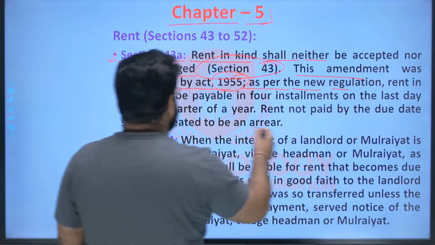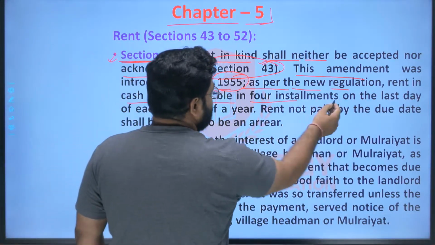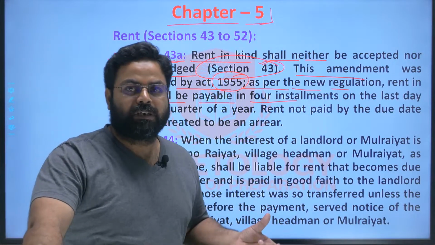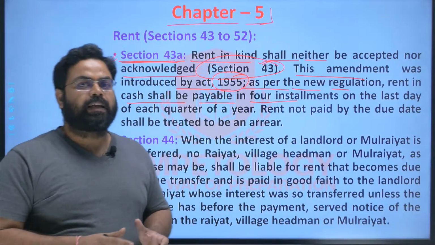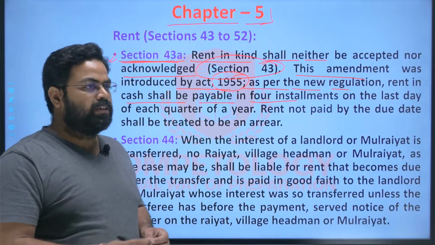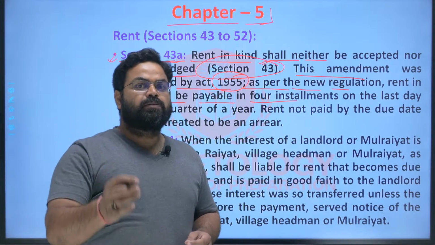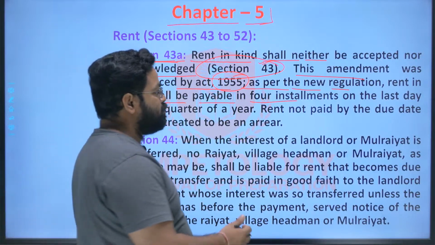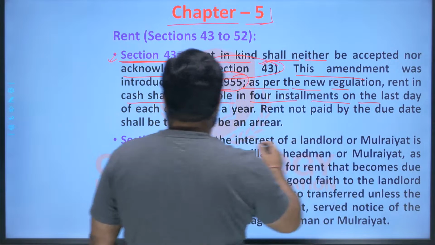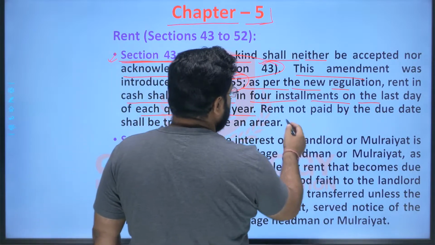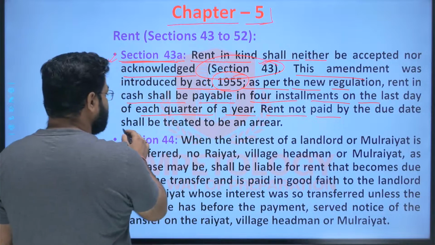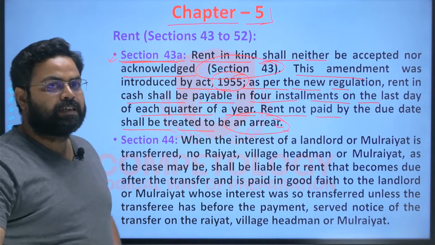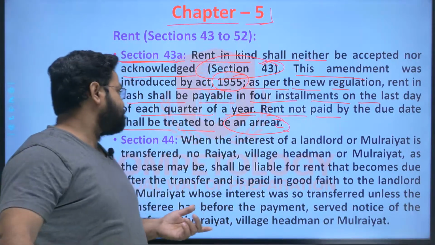As per the new regulation, the rent in cash shall be payable in 4 installments. Before this, it was payable in kind also, but after it was made that the rent will be paid only in cash, then it was allowed to pay the rent as 4 installments every year, quarterly installments. In 4 installments, the rent can be paid on the last day of each quarter of a year, and the rent not paid by the due date shall be treated as the arrear, right. So it will be treated as an arrear or the due payment, right.